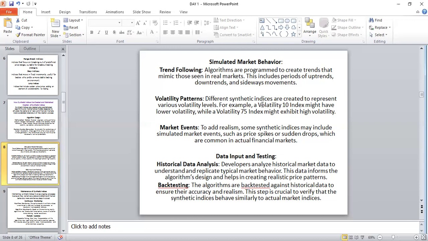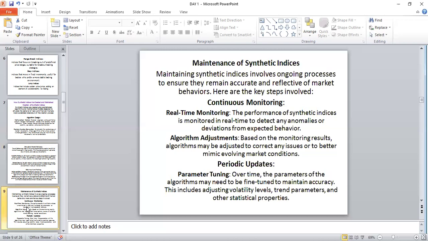No, I've gotten an idea of that based on the forex situations. Now, maintenance of synthetic indices. Synthetic indices involve an ongoing process to ensure they remain accurate and reflective of market behavior. There are key concepts involved. Now, let me explain this quickly.